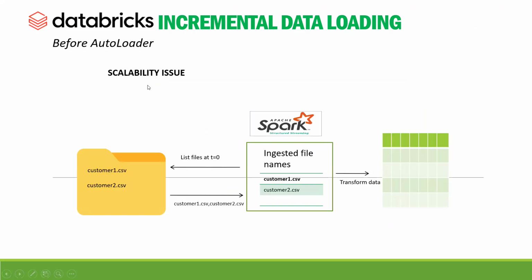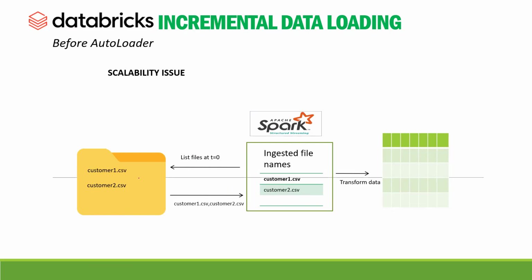Let us first consider the scenario. What used to happen to incremental data loading without Autoloader? On the left side, you observe the folder where the files are expected to land. Databricks will be using the Spark structured streaming engine to read the data from this folder. Let us consider that the engine starts looking at the files in this folder at t equals 0.